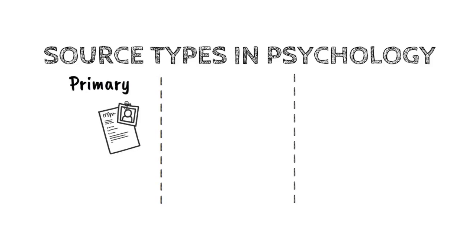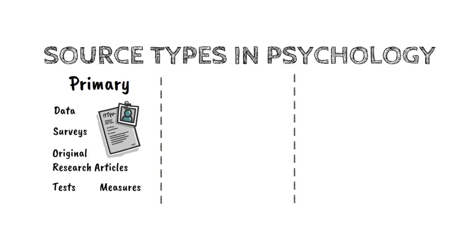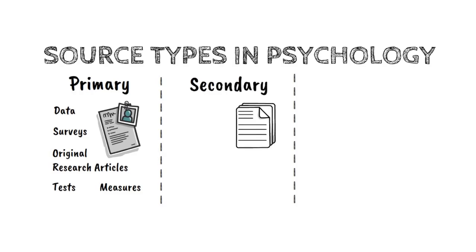Psychology uses these same categories but in a more research-focused way. In the case of psychology, a primary source is one that provides direct evidence or data to answer a research question, such as an original research article, the data itself, surveys, or the test or measure used to collect that data. A secondary source is one that synthesizes or analyzes information from primary sources.